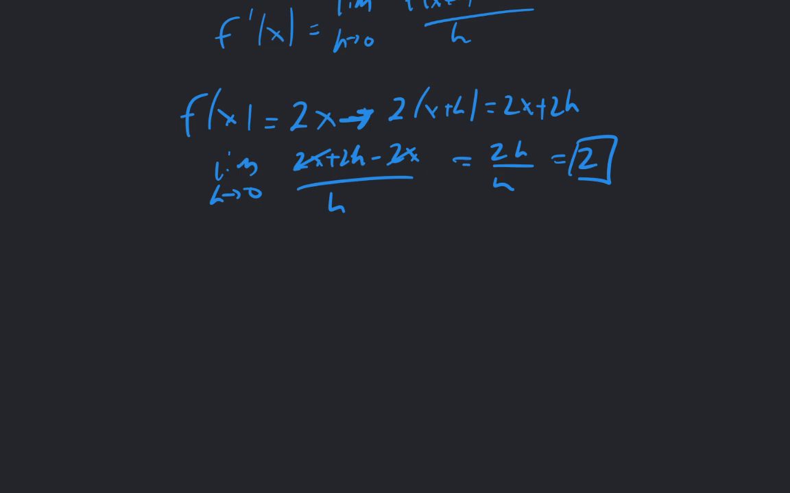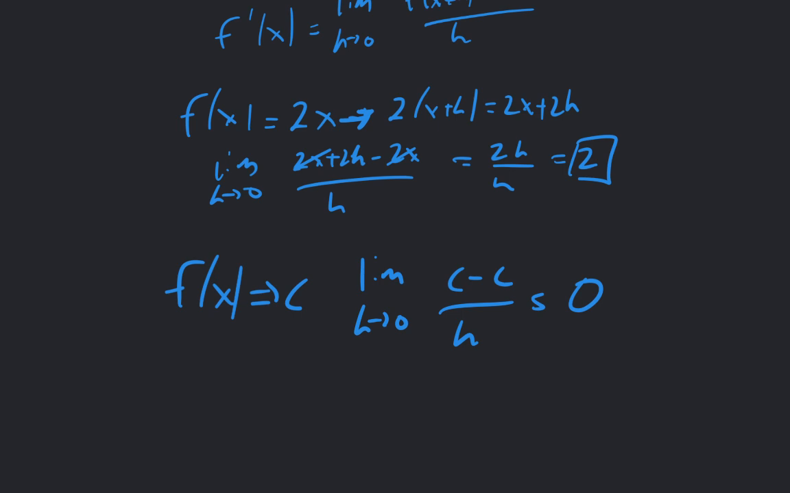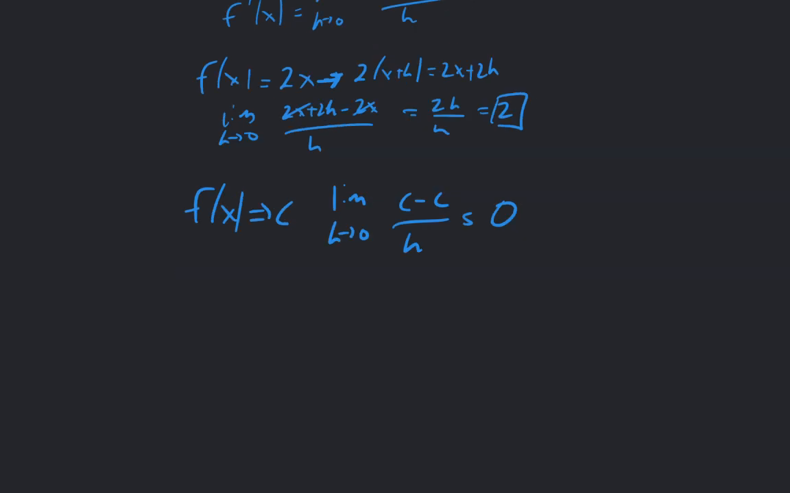If our function doesn't contain an x, if, say, f of x is equal to c, then we're just left with the limit as h approaches 0 of c minus c all over h, which is just 0, which is the derivative of a constant.